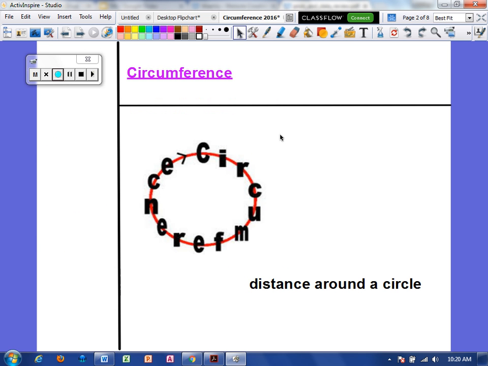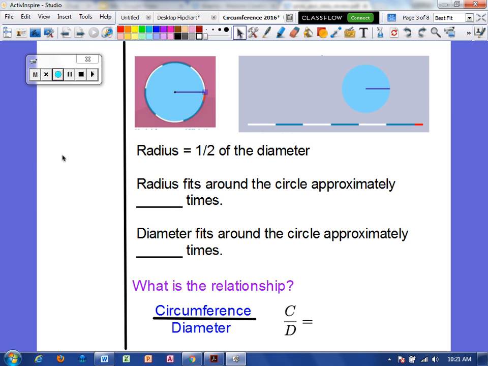So the circumference of a circle, that means we are finding the distance around a circle, or you could call it the perimeter of the circle. So let's talk about where the formulas come from to find circumference. We said before a radius is half of the diameter. Remember, the radius goes from the center to the edge.